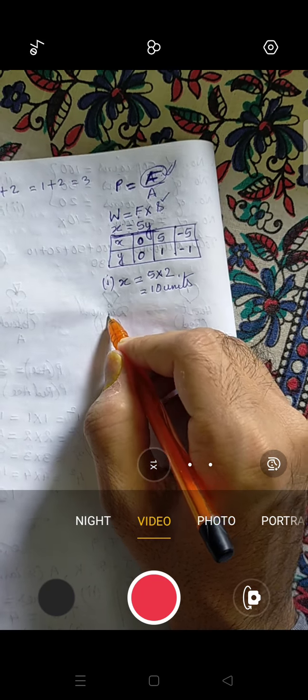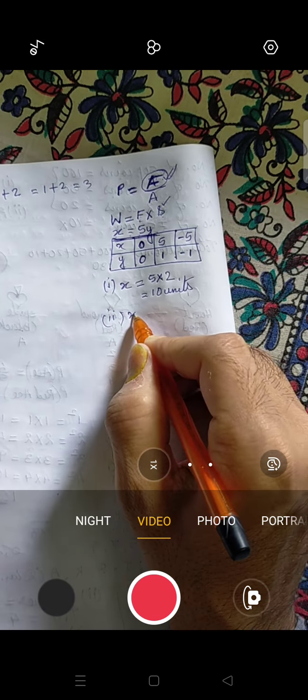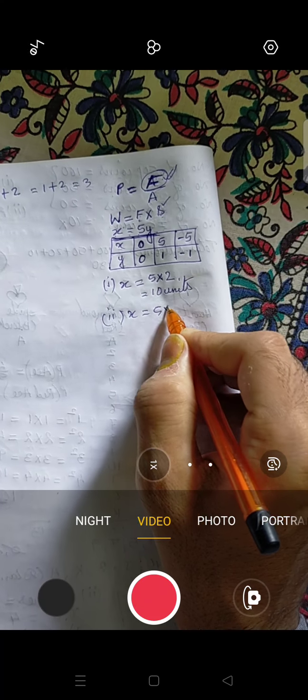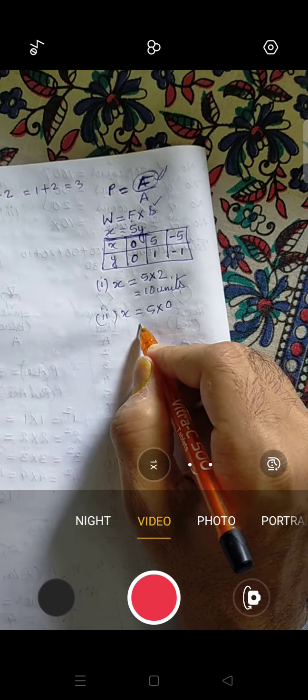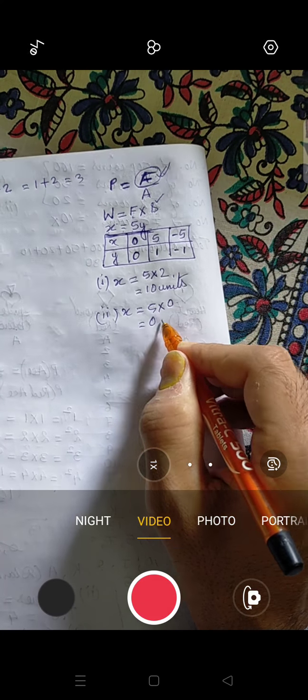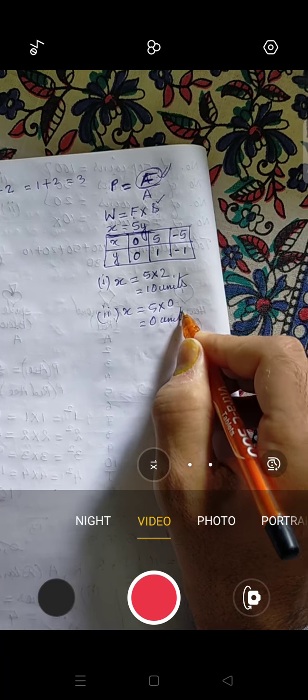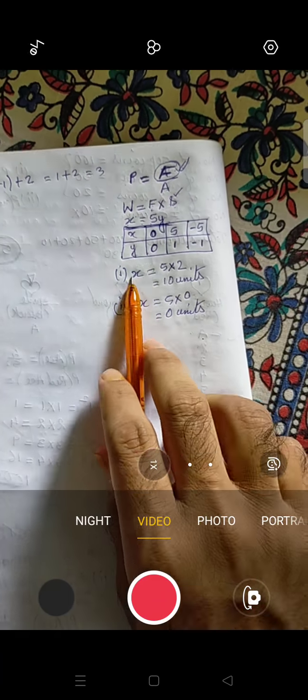Same way number 2, x is equal to 5 into, this time number 2 displacement is 0. So we will be having 5 into 0 is 0. So 0 units. Any problem? So first and second part is over.